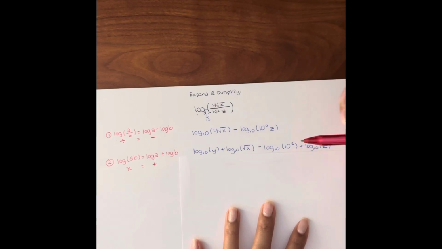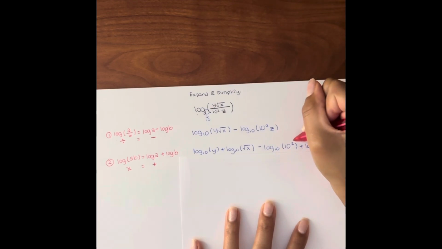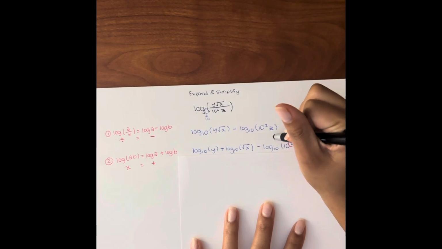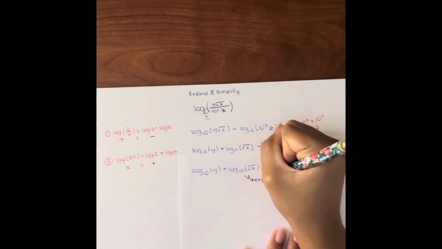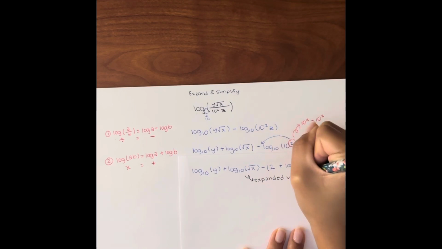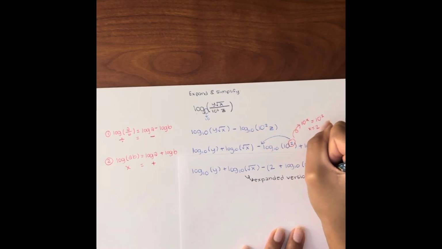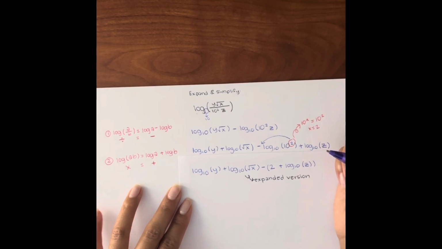Now I'm going to use a method called the power rule. This is moving exponents to the front. Since this 10 had an exponent of 2, we're going to move it in front of the log. And once I've rewritten it, this is the fully expanded version of this problem.